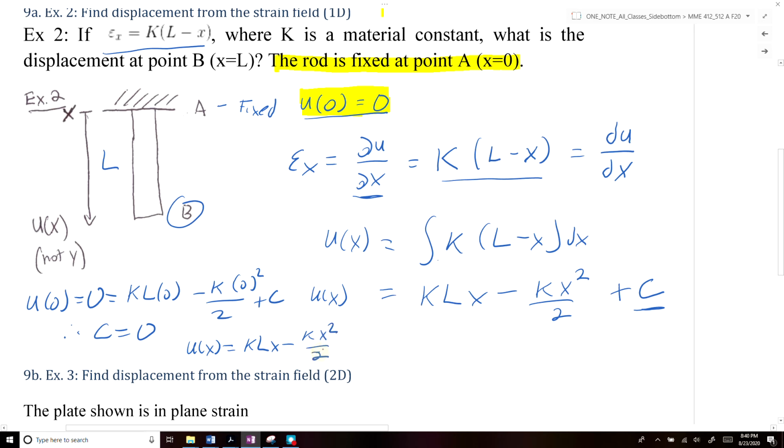So u of x would be equal to kLx minus kx squared divided by 2. The last part of the problem asks what the displacement is at point B. Point B is at x equal to L. So u of L is equal to kL times L minus k over 2 times L squared. What we end up getting is kL squared minus kL squared divided by 2, which equals k over 2 times L squared.